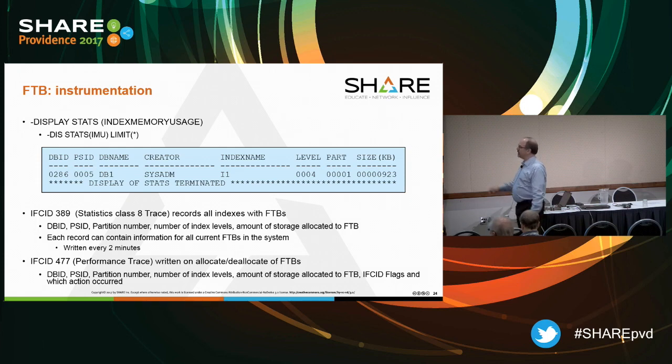It would tell you the DB ID and the PS ID, and the index name, and that it's out there in the FTB and how much storage is allocated. There's also IFC ID 389, which is part of Stats Class 8, or IFC ID 477, which is a performance trace, which will keep track of which objects are being written out, which ones are taking advantage of FTBs and when. So you can track all of this that's happening in your system.